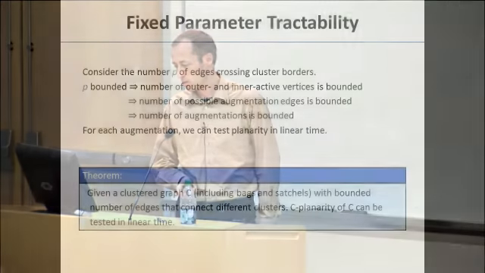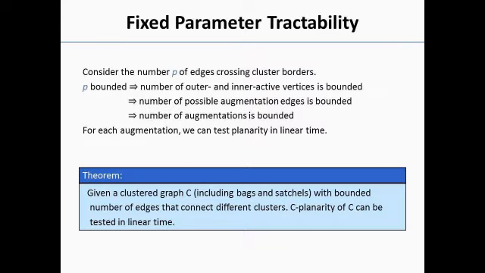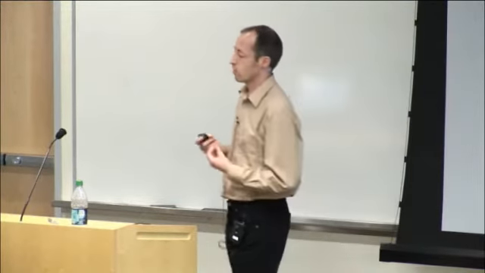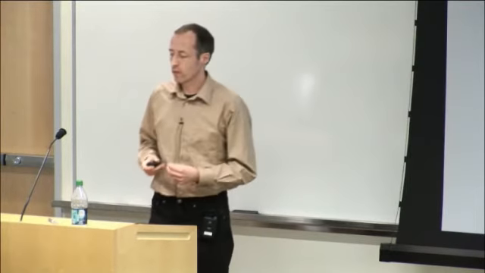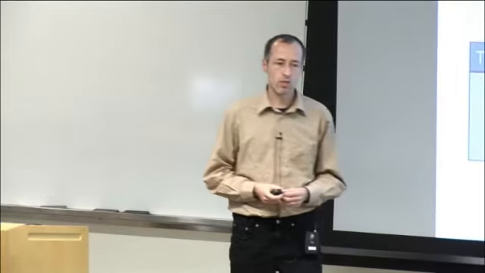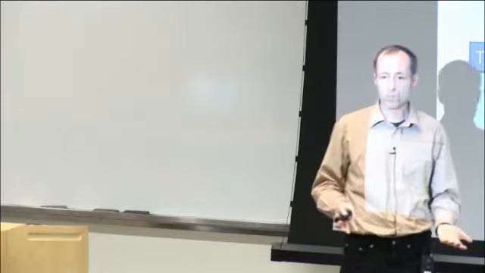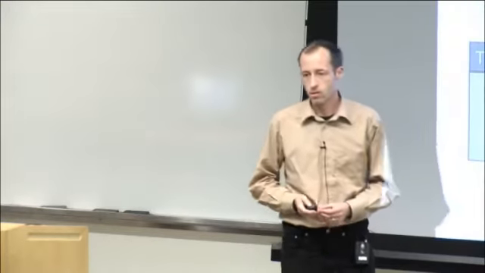and come to our last result, the fixed parameter tractability. We have now shown that we can use a shrinked set of edges for the augmentation. And now imagine we have a bounded number of inner or outer active vertices. Then we know that we only have a bounded number of possible augmentation edges, and also this gives us a bounded number of augmentations. And for each augmentation, the problem of deciding C-planarity is just to decide planarity, which means if you have a bounded number of augmentations, we can basically decide C-planarity in linear time.